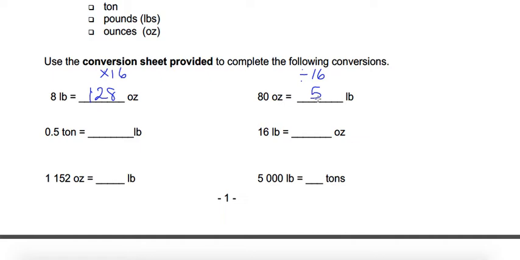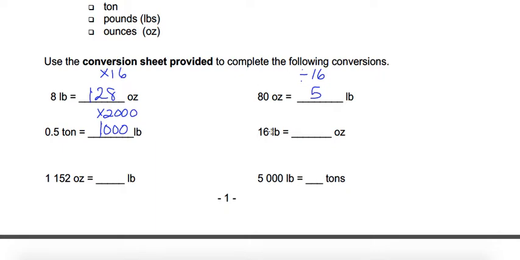To go from a ton to a pound, we want to multiply by 2,000. There are 2,000 pounds in each imperial ton. So I'm going to take 0.5 times 2,000, and that gives me 1,000. So half a ton is the same as 1,000 pounds.